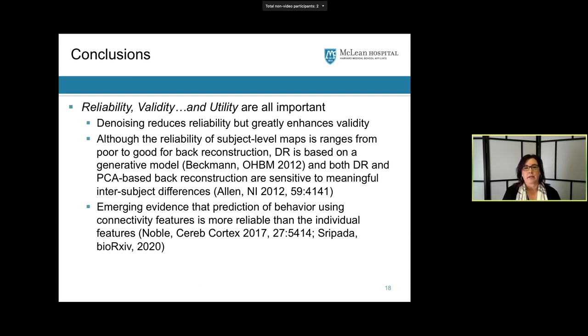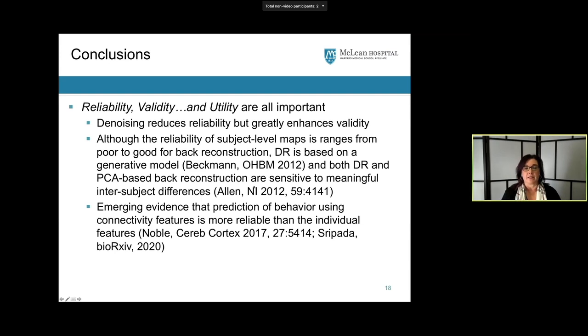And the last thought that I would like to leave you with is that reliability, validity, and utility are all important. Denoising reduces reliability, but it greatly enhances the validity of the connectivity results. Although the reliability of subject level maps ranges from poor to good for back reconstruction, dual regression is based on a generative model, and both back reconstruction methods are sensitive to meaningful intersubject differences. This was studied in depth in the Allen 2012 paper.